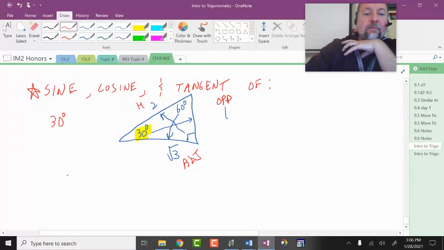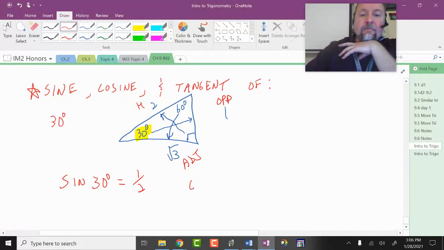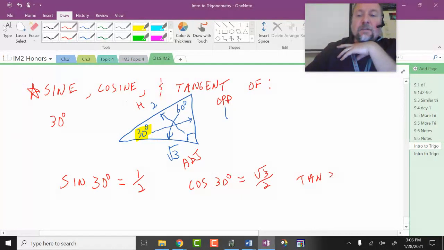And therefore, I can play: what's the sine of 30 degrees? Now that I have my triangle drawn, because I know those sides, it is 1/2. What's the cosine of 30 degrees? Root 3 over 2. What's the tangent of 30 degrees? Tangent is TOA, TOA, TOA. So it's 1 over root 3, and then you rationalize.